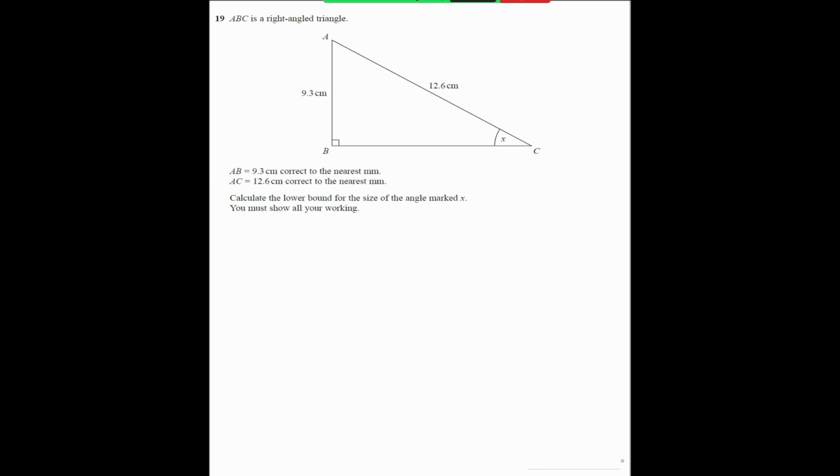So let's talk bounds. Since measurements are given to the nearest millimeter, that means a precision of plus or minus 0.05 centimeter, because nearest millimeter means 1 millimeter.